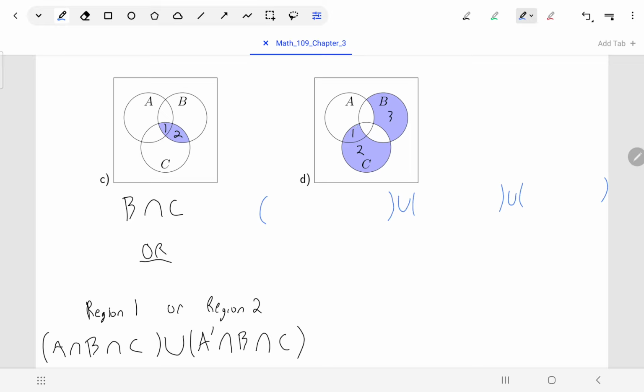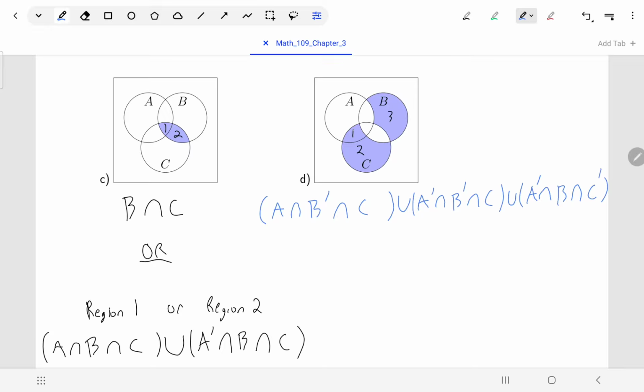Region 1, so if I were describing region 1, I would say you're inside of A, and you are not inside of B, and you are inside of C. Region 2, what's going on there? Well, that's only inside of C. You are not inside of A, and you are not inside of B, and you are inside of C. That third region, if I were describing where you are? Well, you're only inside of B, so you are not inside of A, and you are inside of B, and you are not inside of C.